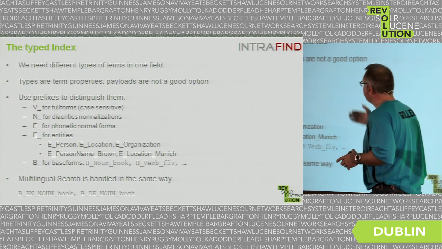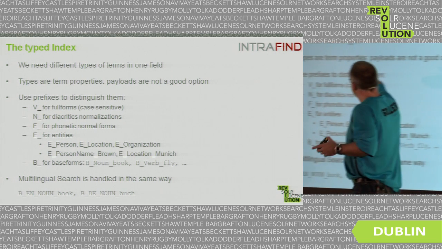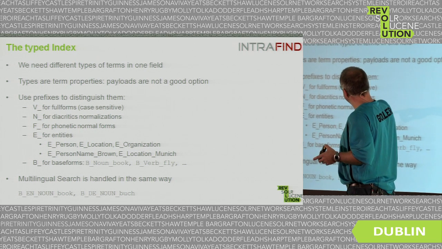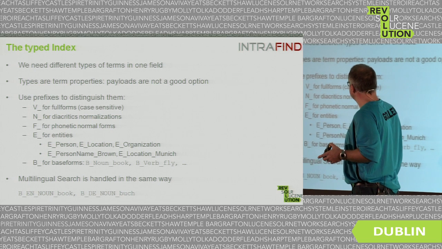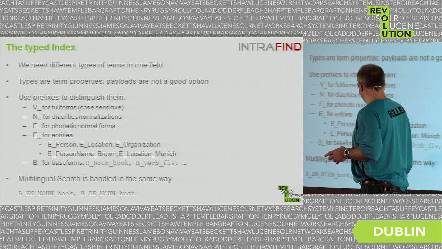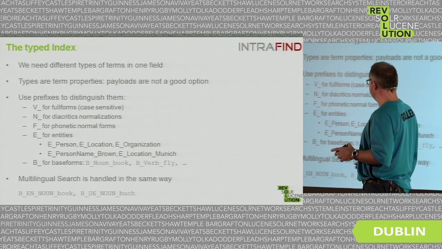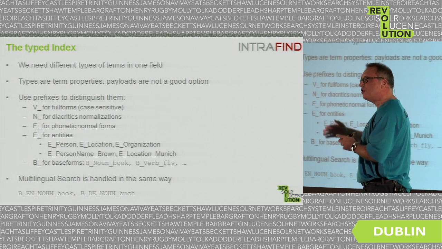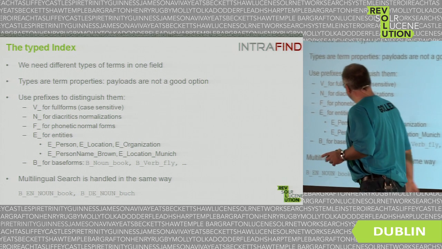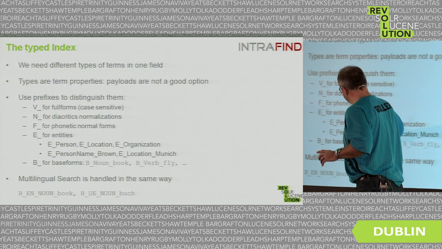What we can do is use prefixes, and that's what we do. This is what we currently use. We have this v underscore for full forms. This n is for diacritic normalizations. This is for phonetic normal forms. This is for named entities. For example, we can have a general entity for each person that was identified. That's a term with a long posting list, because each person that has been identified in the index is in this posting list. This is a person name which contains Braun.